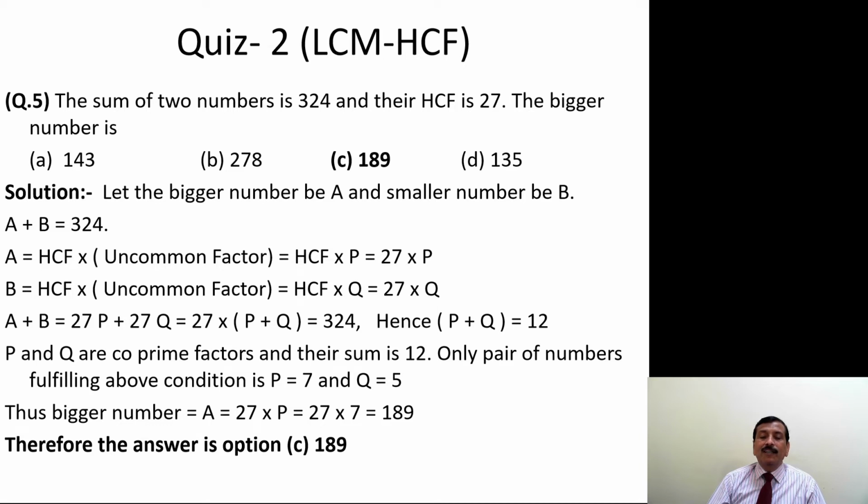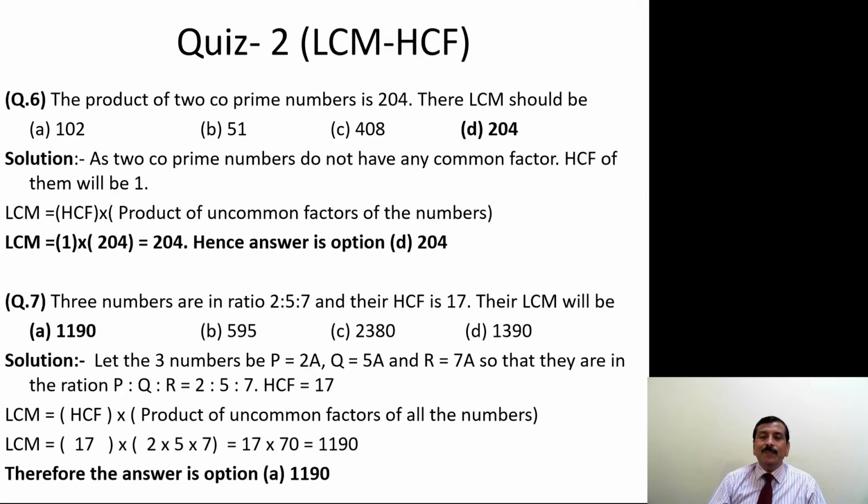So we consider that one of them is P, the other is Q. As A is the bigger number we have considered, we have to take 7 for A, and for the smaller number we will take 5. So A becomes 189. Next.